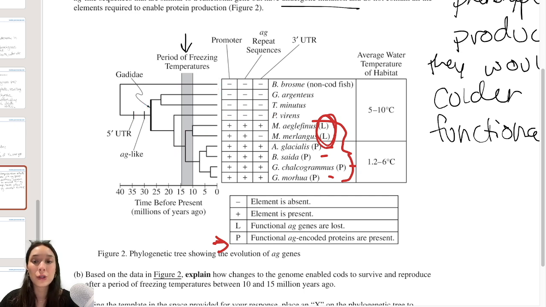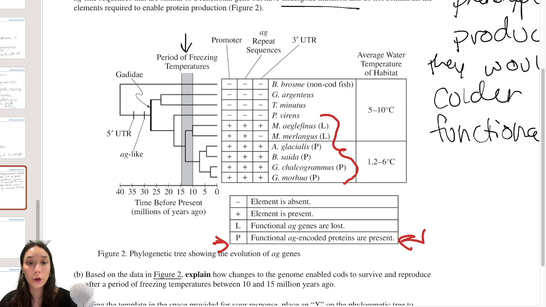So my final answer for this one is that you have to look for the common ancestor of all of these. Definitely the P's because they have the present functional gene, and then I do believe the L's as well because they had a functional gene and then it was lost. So the origin of it, when it originally came about, would be right here. So I would put my X right there.